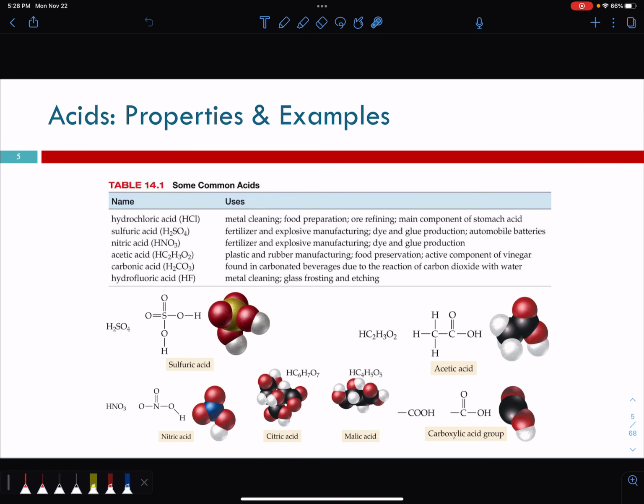So we have a bunch of these different acids. They're used for all kinds of stuff. Metal cleaning, fertilizer, plastic and rubber manufacturing, food preservation. You can add, I think it's ascorbic acid, vitamin C, to apple slices to keep them from turning brown. You put a little squirt of lemon, and it's the acids in the lemon that prevent avocado or other things from oxidizing and turning brown.